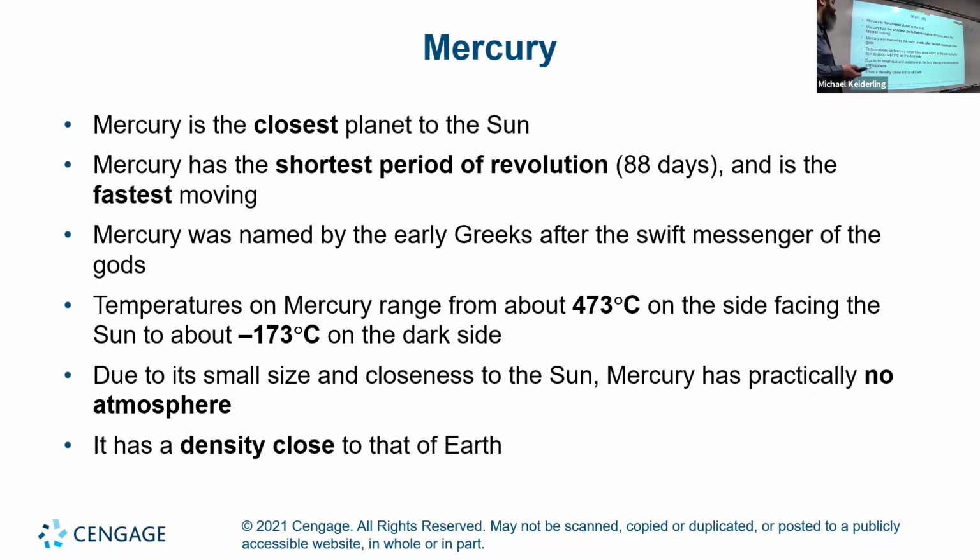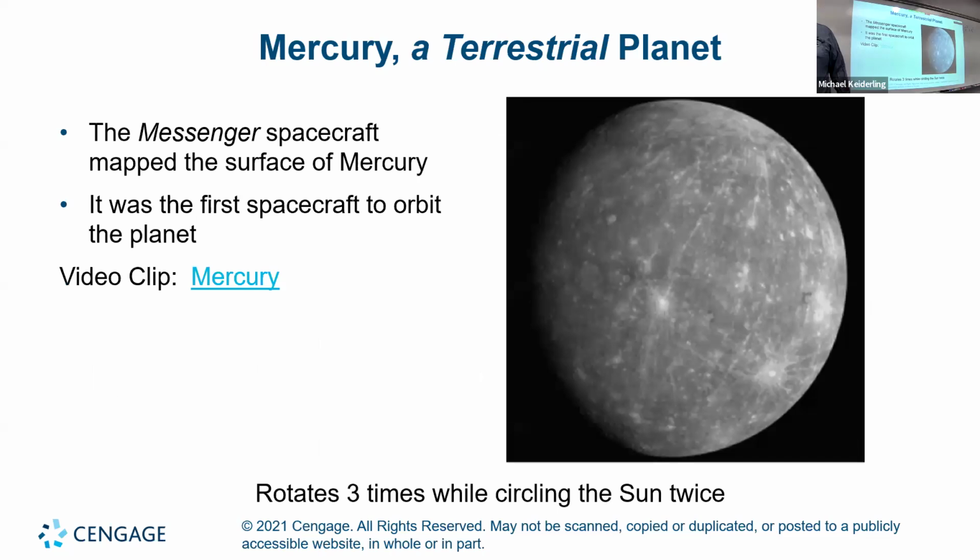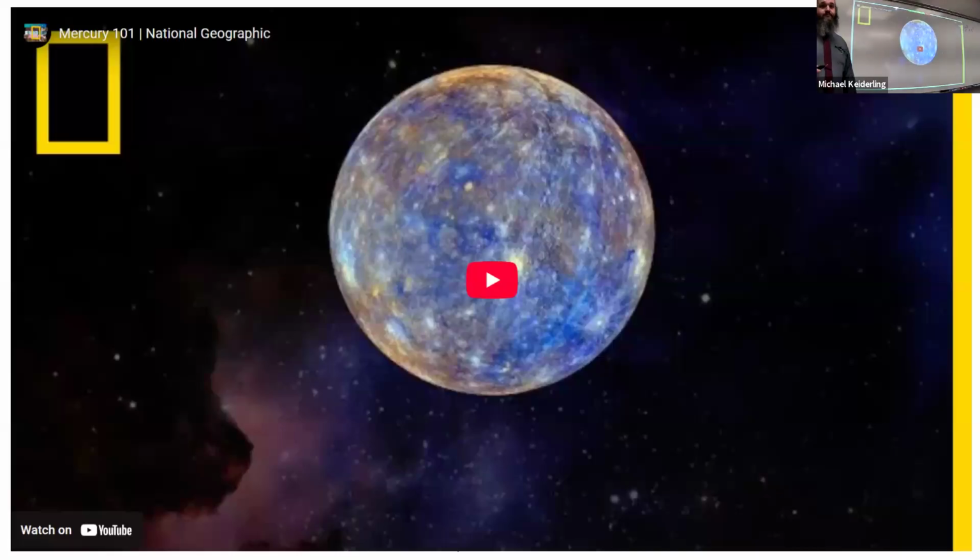Due to its small size and its closeness to the sun, Mercury has practically no atmosphere. And its average density is about the same as Earth's. The surface of Mercury was mapped by the Messenger spacecraft, which was the first spacecraft to orbit the planet. So Mercury is in many ways pretty similar to our moon. And here is a short video about Mercury.